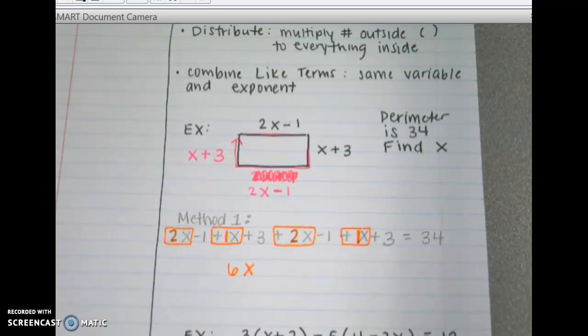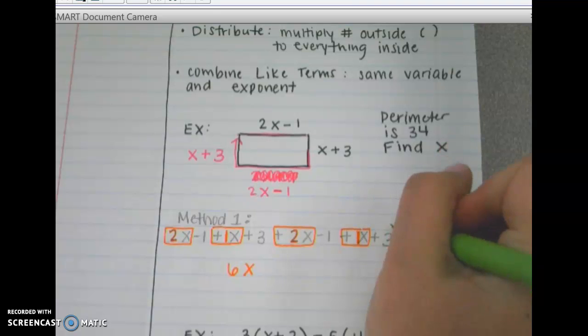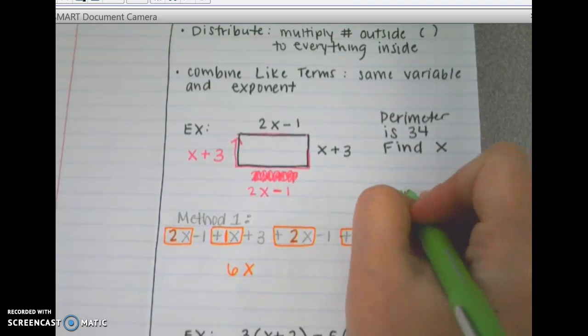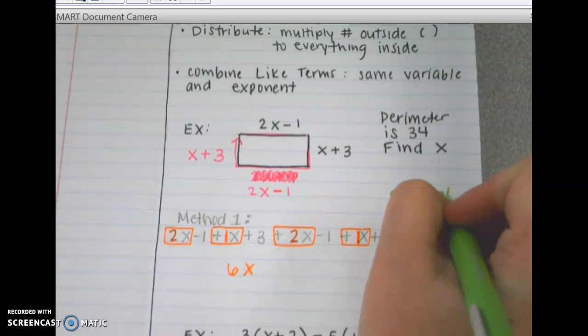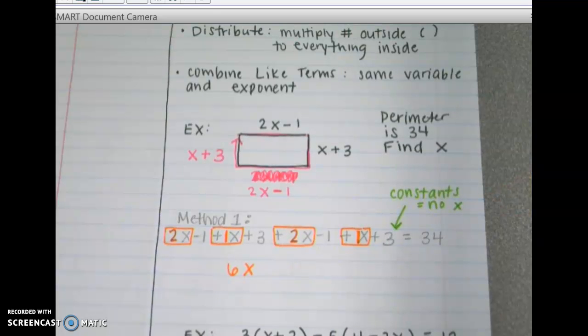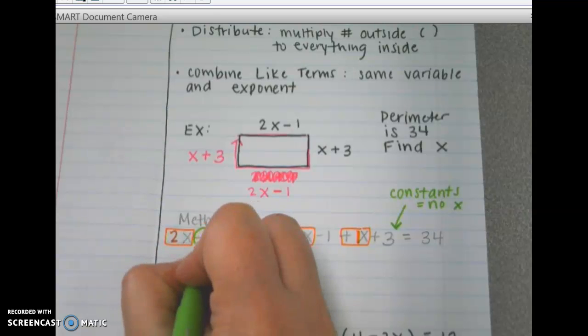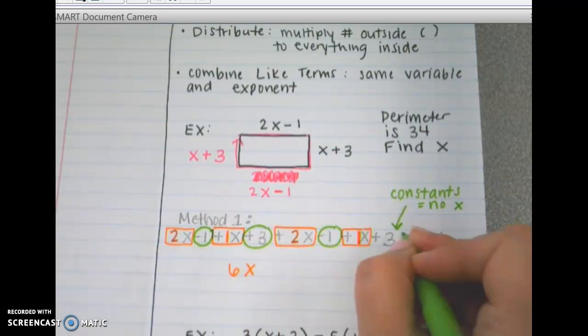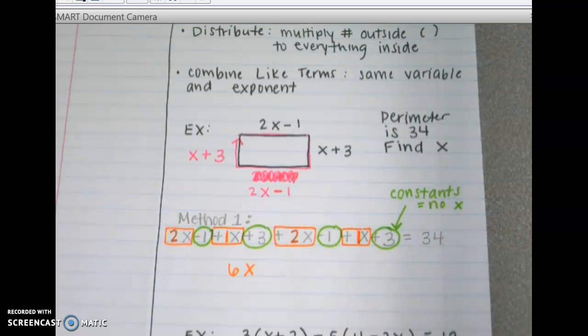All right, my other terms, these terms that have no x attached to them, are called constants. Constants means they have no x. So I'm going to circle all of my terms with no x, and I have to combine them all together.